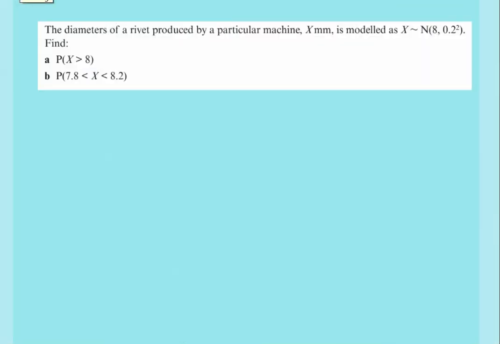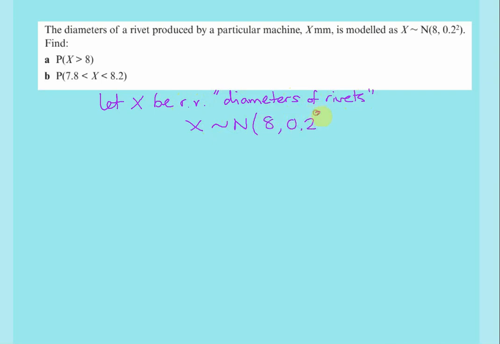Now, here's a question. We've got the diameters of a rivet produced by a particular machine, X, is modelled by. So we should really specify what the random variable is. So let X be the random variable, diameters of rivets. Okay. So X is distributed normally with a population mean of 8 and a standard deviation of 0.2 squared.